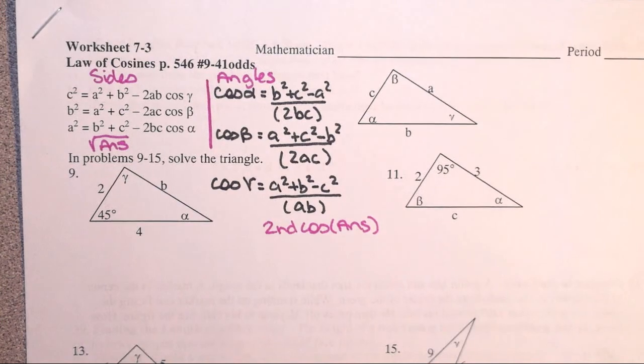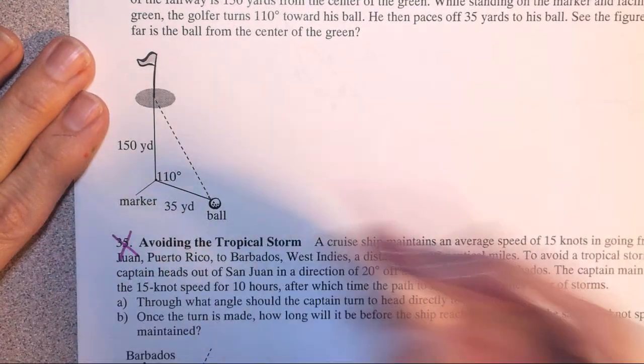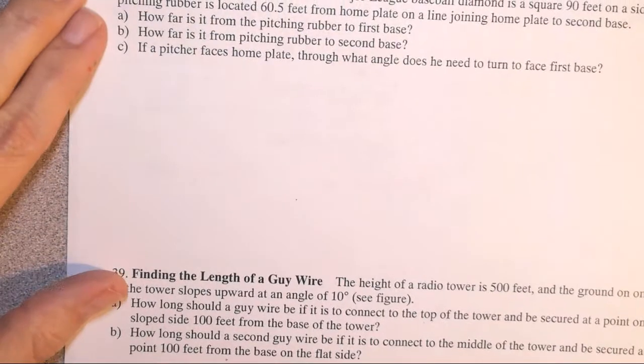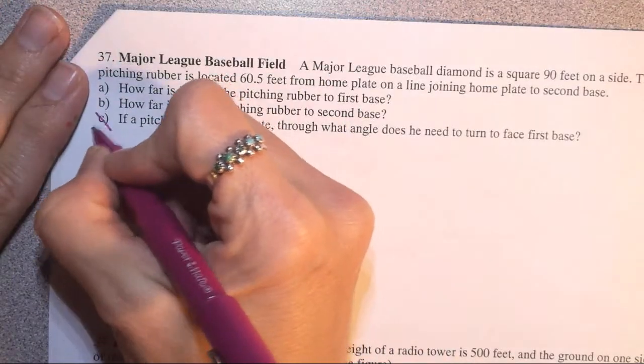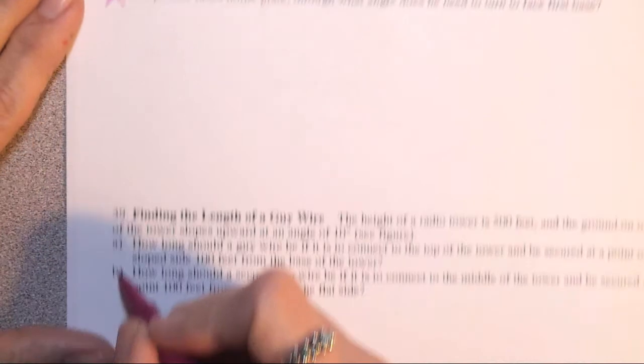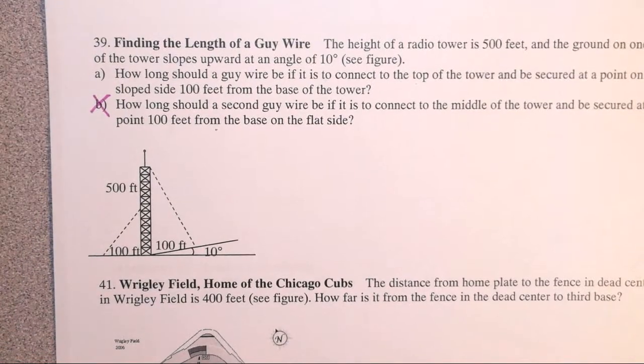So on this worksheet, I had y'all complete everything except for 21 on the front, so we got rid of 21. On the back, we got rid of number 25, and I got rid of the word problem 35. On the next sheet, on 37, I got rid of part C. On 39, I took off part B, and then I also wanted you to go ahead and complete 41.